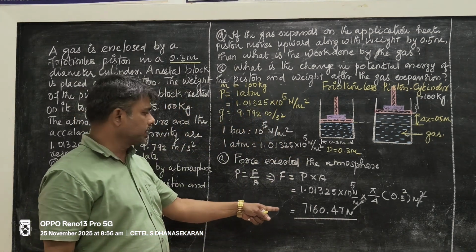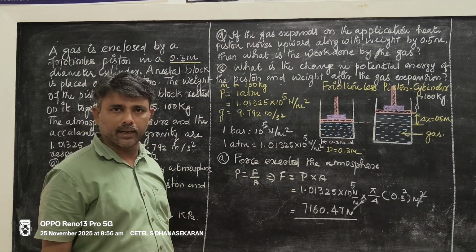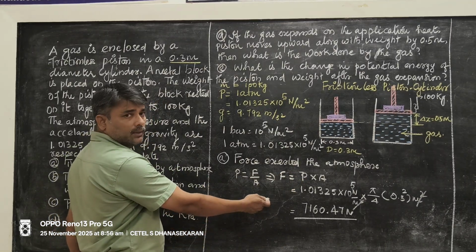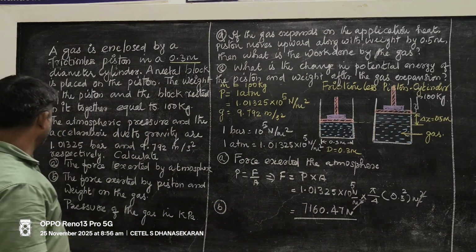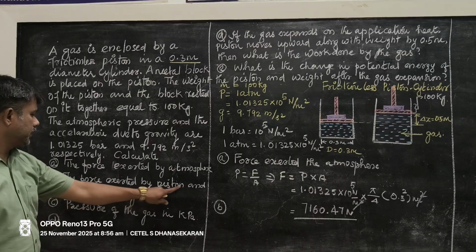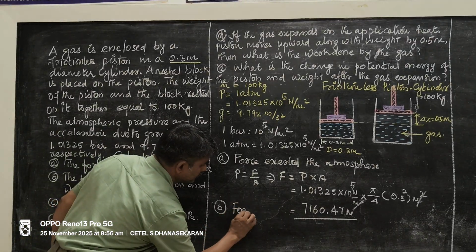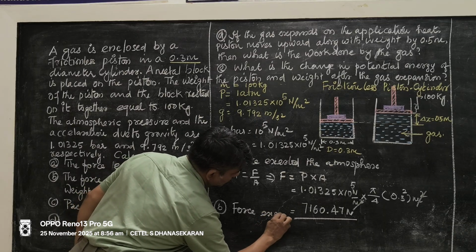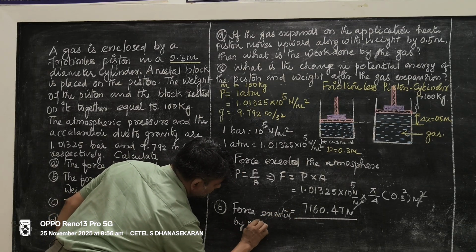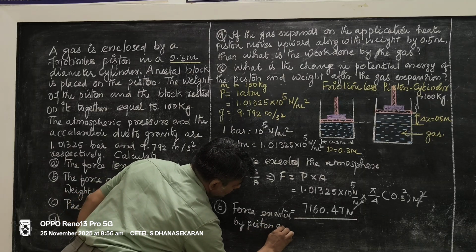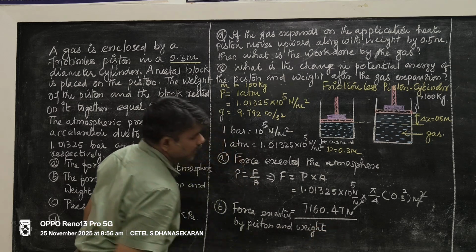Clear? A simple knowledge. Force is equal to pressure into cross-section area. This is obtained by pressure is equal to force per unit area. Clear? This is the answer for question A. Next B. What is the force exerted by the piston and weight on the gas? Force exerted by piston and weight.